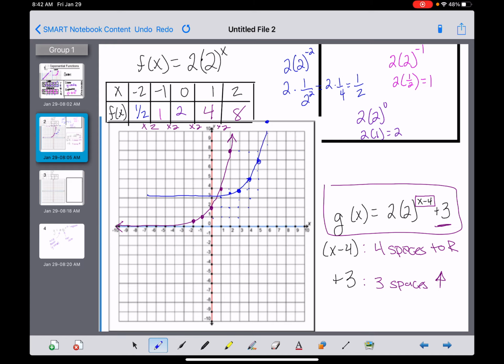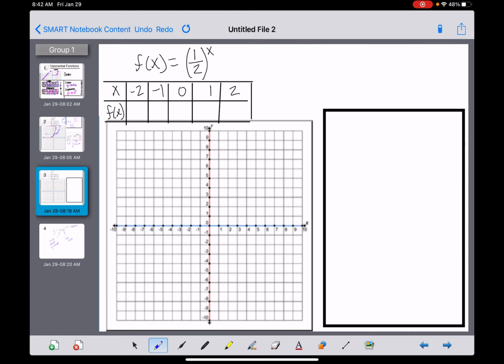So I have the same exact graph, but it is a horizontal shift to the right and a vertical shift up. We're going to graph one more time just to make sure we have it.